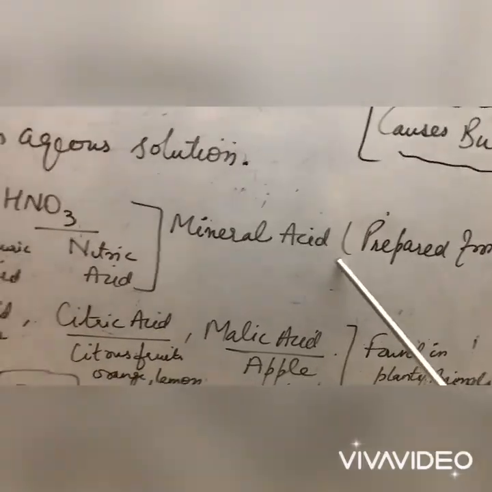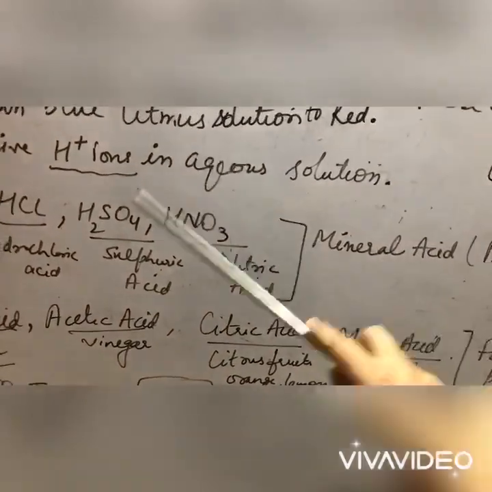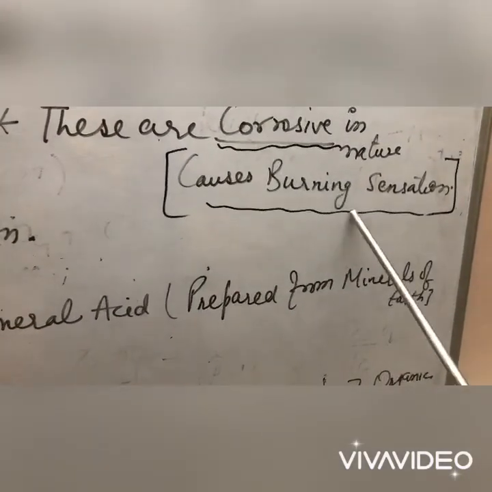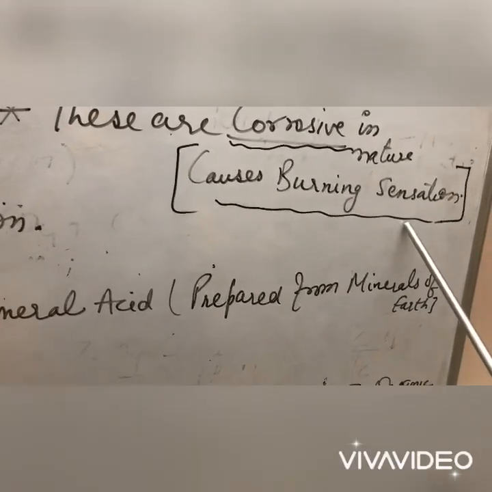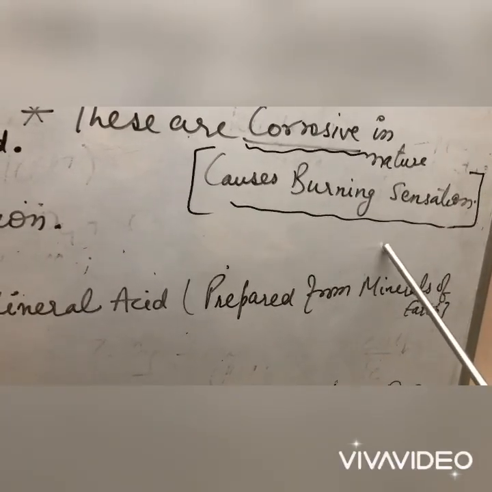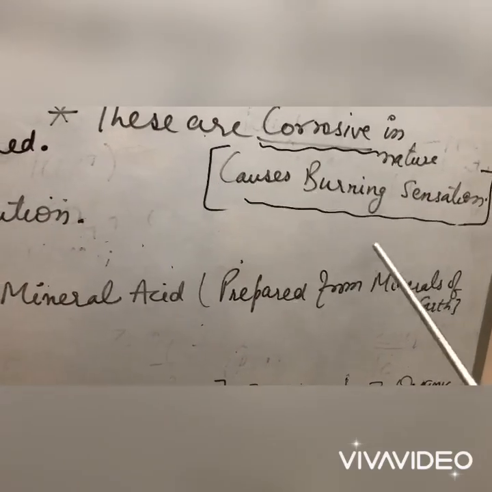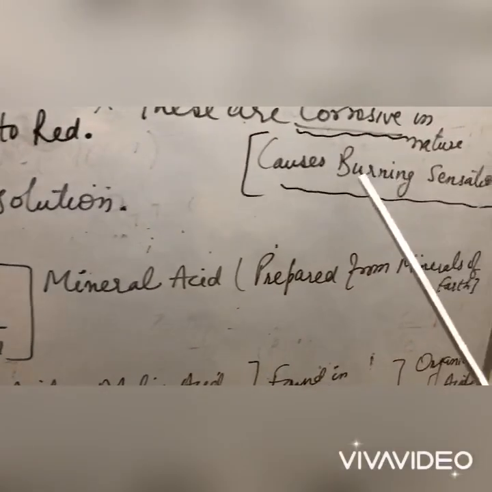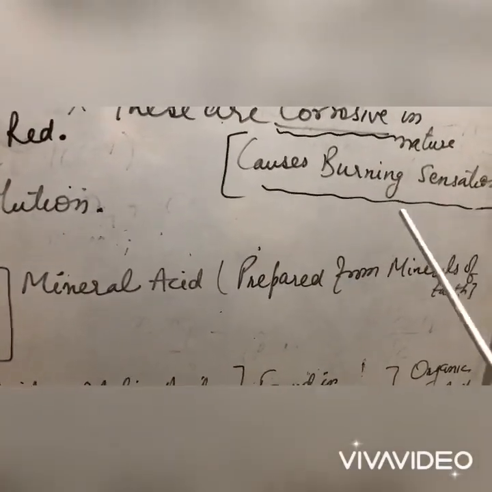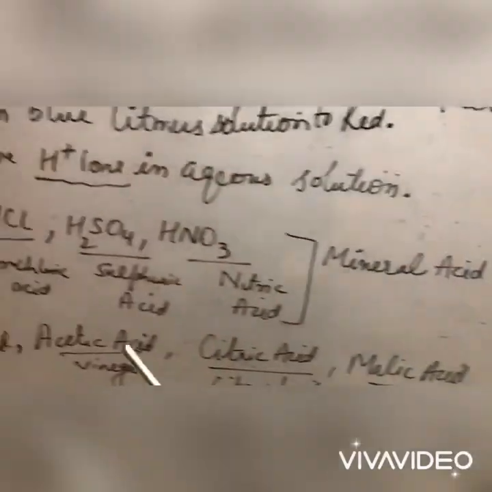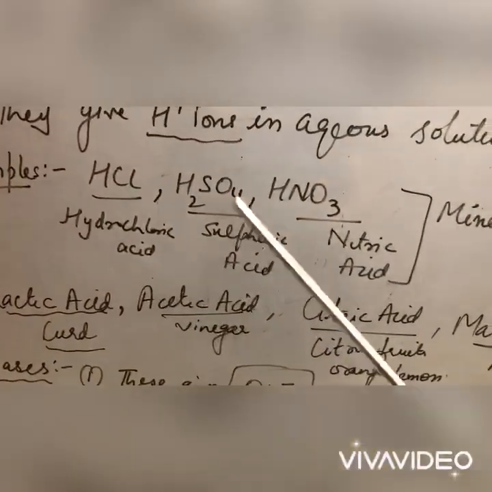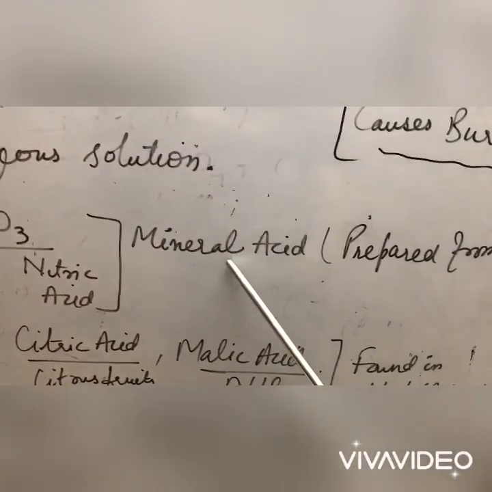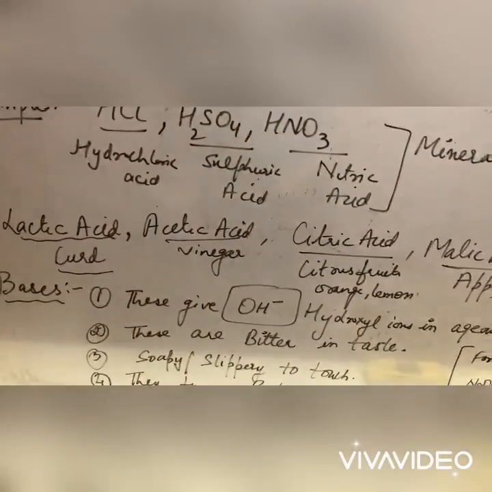I also told you that these acids are corrosive in nature. That means they cause a burning sensation. Whenever you are using these acids in the laboratory, you should wear the lab coat. You should take precautions whenever you are using such acids, because they are very dangerous. Because they cause the burning sensation, they cause burns on our skin also. So take precautions while using these acids. They are very strong acids and they are prepared from the minerals of earth, so they are known as mineral acids.